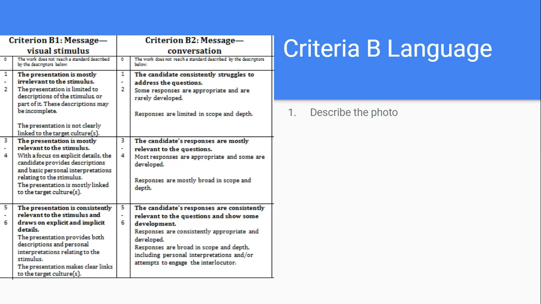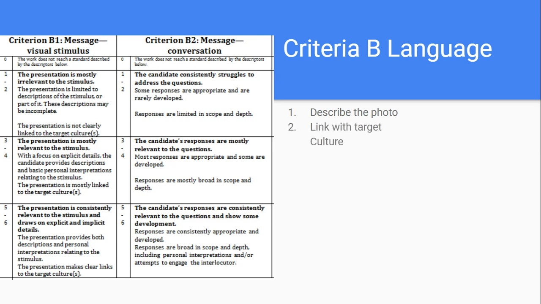So the first one is about describing the photo. You need to be able to describe the photo. As you can see, it says irrelevant to the stimulus, and here it says relevant to the stimulus. So what you're saying about the photo needs to be about the photo, not about anything you've done about the topic that you've done about the photo. Okay.